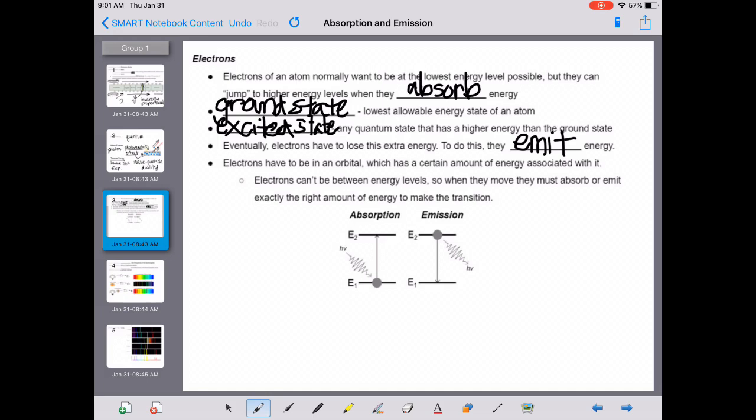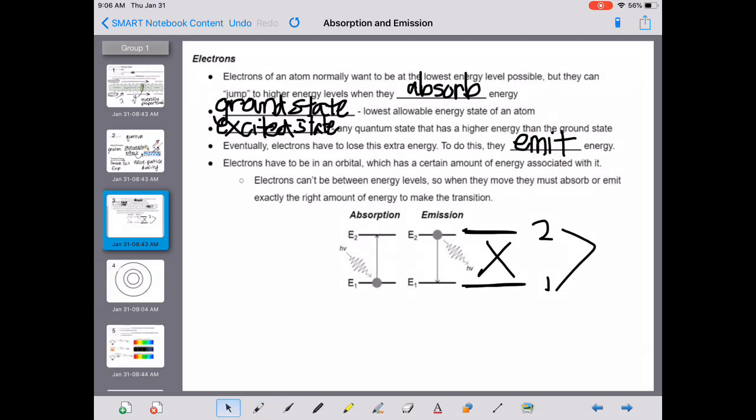So when electrons jump between energy levels, they can only exist either at an excited state or a ground state. They can't exist in between these states. And so for electrons to make these jumps between states, they have to absorb or emit the amount of energy that is the difference between the two energy states. So you have to have a certain amount of energy to get from level 1 to level 2, and you have to gain this much to get from here to there. So they have to absorb exactly the right amount of energy to make the transition.